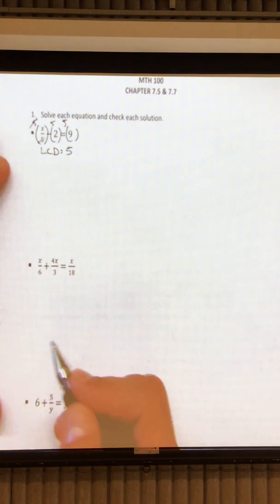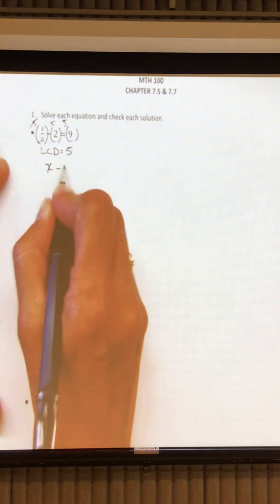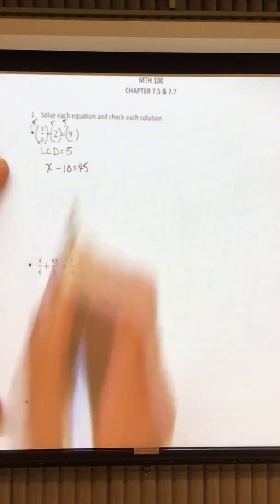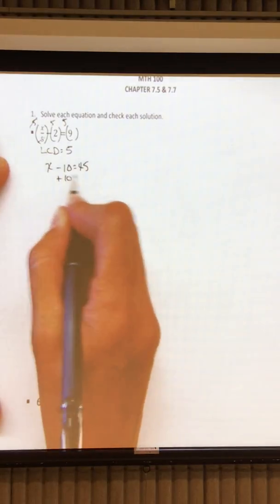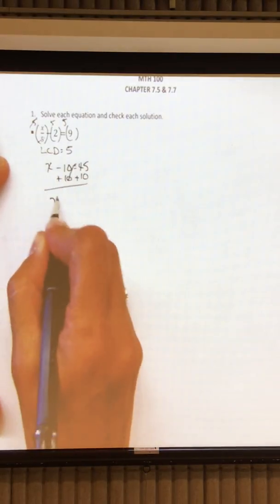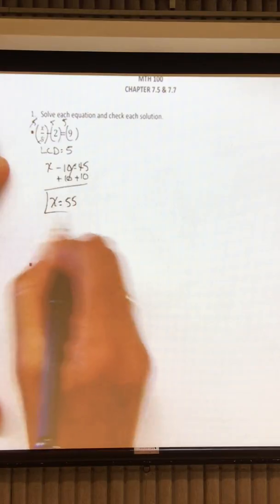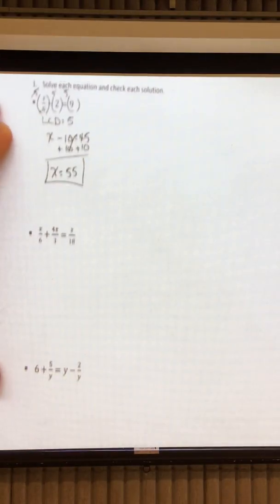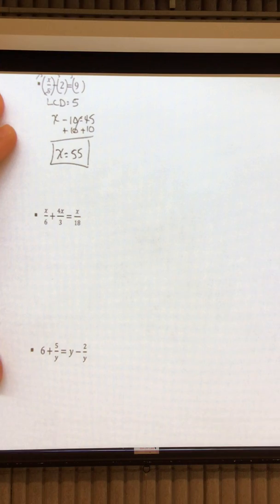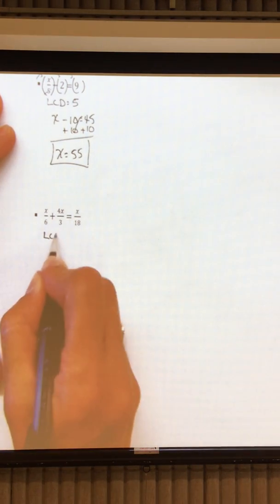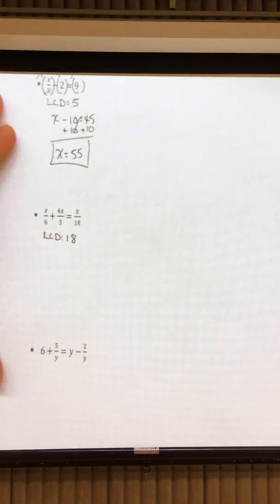5x divided by 5 is just x, minus 10 equals 45. Now we add 10 to both sides, and we solve for x. x is equal to 55. The next one, looking at our denominators, we have 6, 3, and 18. Our least common denominator is 18.